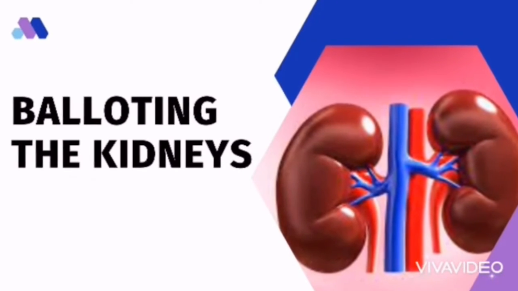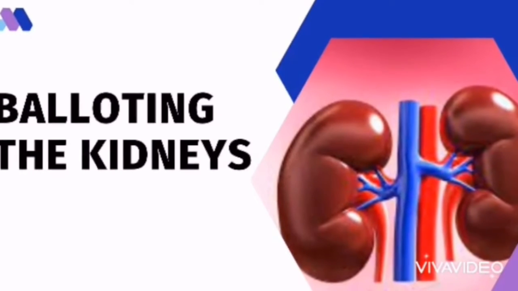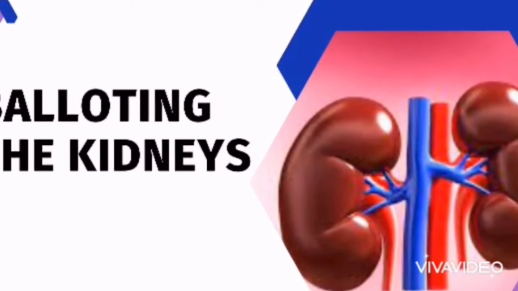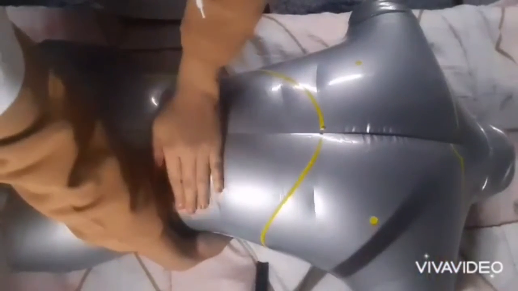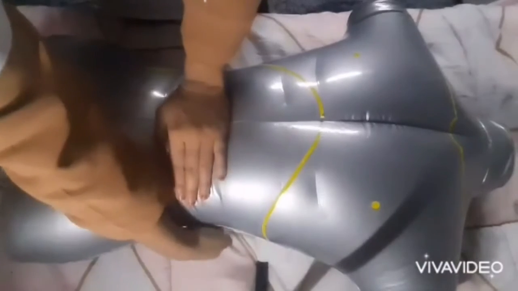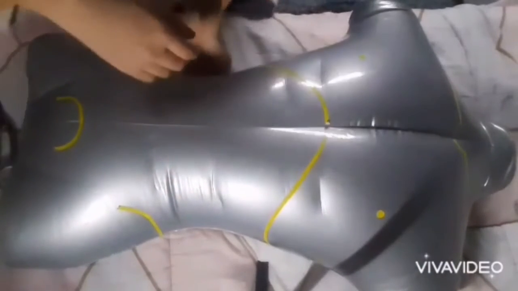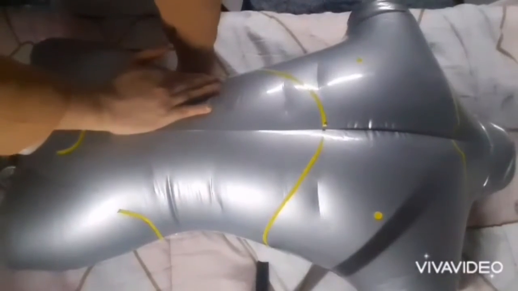Balloting of the kidneys. We will begin with the left kidney and then proceed with the right kidney. Right hand is slid underneath the renal angle. Flex the fingers at the metacarpophalangeal joints to push the content of the abdomen anteriorly, while placing the left hand on the top of abdomen at renal angle to palpate for the kidney.